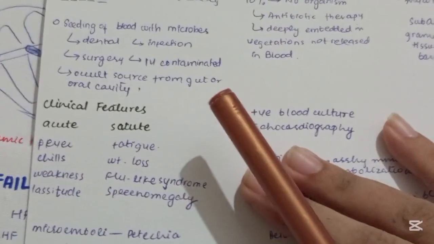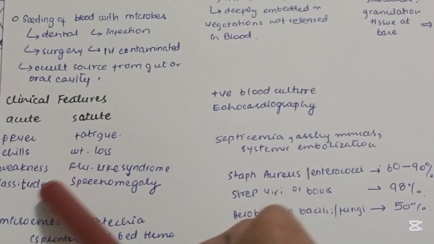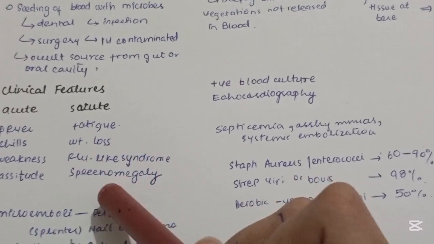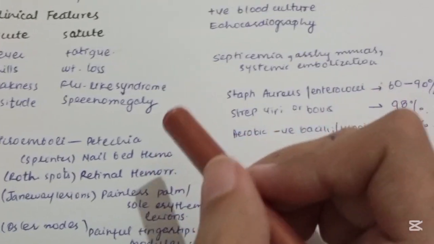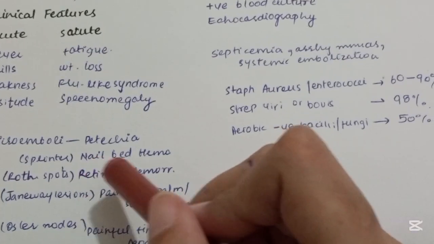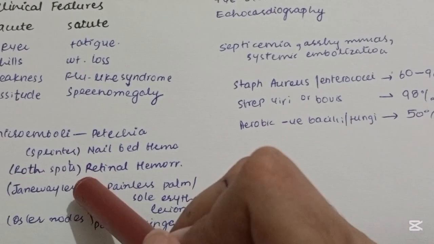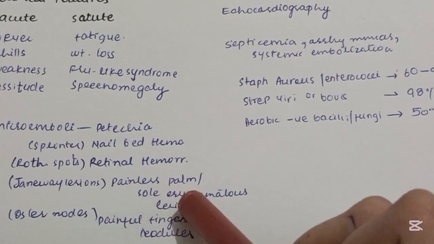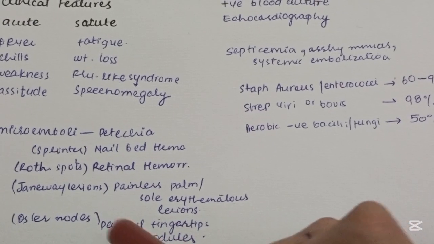Let's move toward the clinical features. In case of acute, fever, chills, weakness, and lassitude occur, whereas in case of subacute, fatigue, weight loss, flu-like syndrome, and splenomegaly are present. Next, there are petechial hemorrhages, and nail bed involvement in which splinter hemorrhages are present. Roth spots are present, that are retinal hemorrhages. Janeway lesions are painless palm and sole erythematous lesions, and Osler nodes can occur, that are painful fingertip nodules.